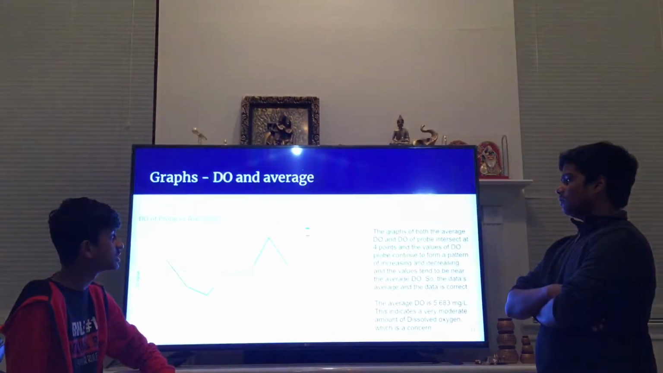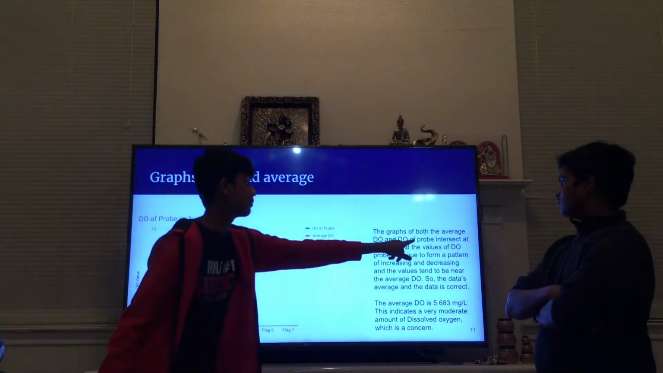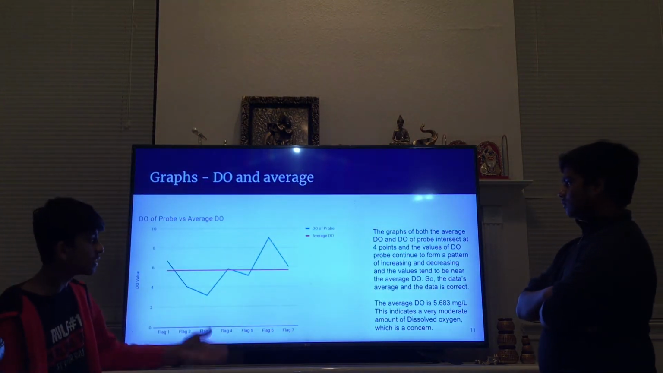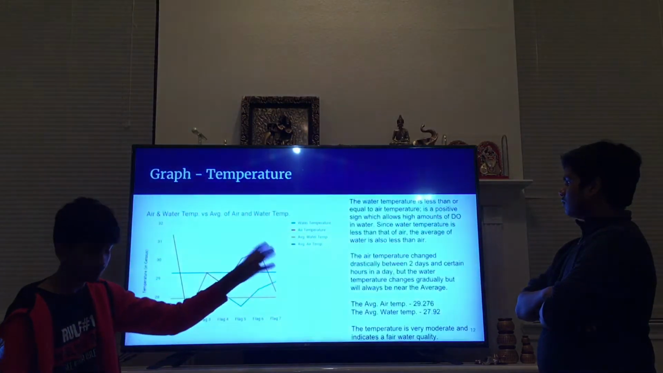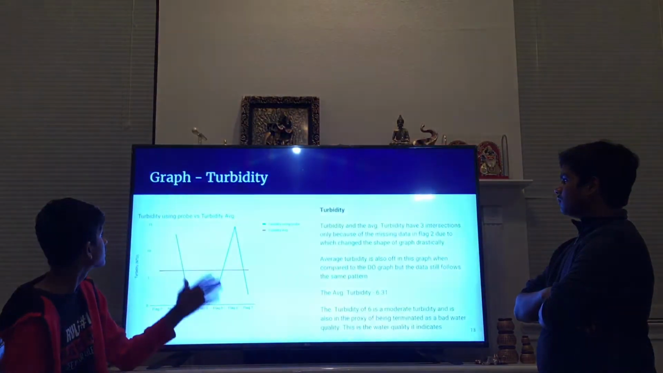And now one important thing here is that dissolved oxygen is measured with a probe. The importance of that is, as we already told you, the dissolved oxygen level and temperature come from the usage of probes and the internet. Here's our turbidity.